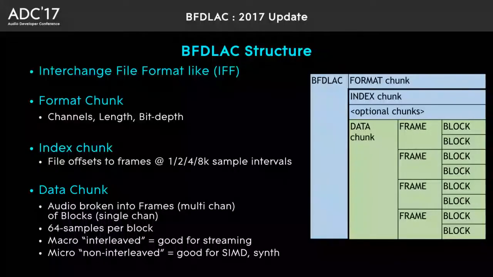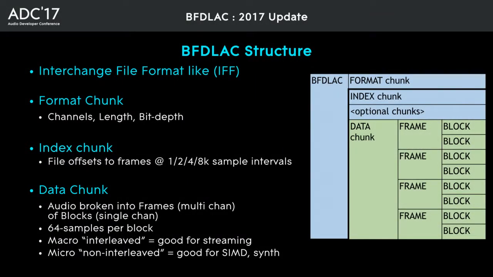Let's get over that. So the BFDLAC file structure, it's a RIFF-like file format. It's all chunkified. We have a format chunk that specifies things like the channels, the length of the file, and the target bit depth. BFDLAC will quite happily support 32-bit decodes, but if you've only got 16-bit or 12-bit data, we can decode to that, which can be useful if you're coming up with, say, a demo version, which only has reduced bit depth or something like that.